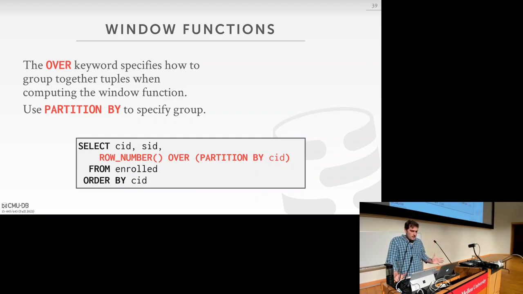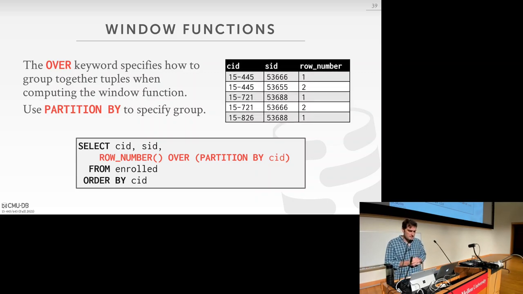Like I said, the over keyword specifies how to group the tuples together, and the partition by keyword gives you the group that you're calculating. In this example, we want to get the row number over, and now we specify the partitions. We want to partition by the CID, or the course ID. So what it's going to give us is the row number of each student partitioned by course ID. If we look at it, we get these three different course IDs, and we can see the student row numbers are scoped only per course ID. The first partition is for 15-445, row numbers 1 and 2. For the second partition and the third partition, the row numbers reset for each one.